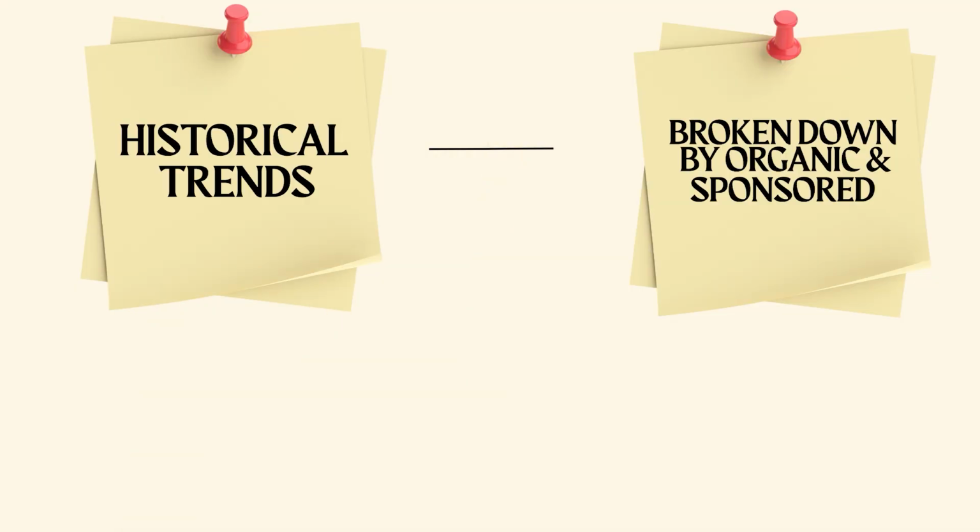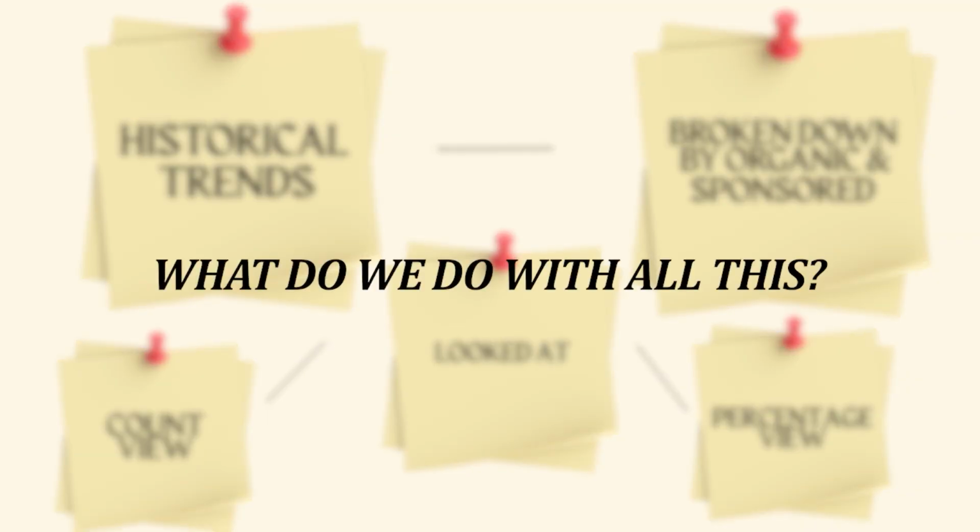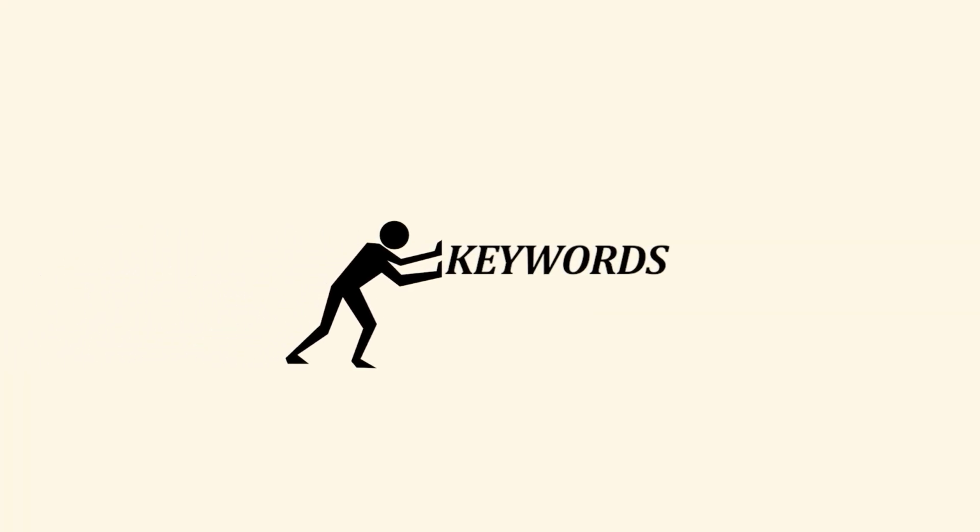So now that we went through the historical trends, broken down by organic and sponsored, and looked at both the count view and the percentage view, the big question is, what do we do with all this? Because the mistake a lot of sellers make at this point is they're just trying to get the rankings back the same way they lost them, by pushing the few main keywords really hard and hoping everything else follows.